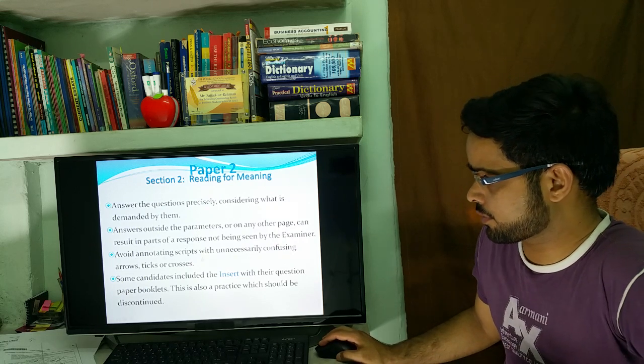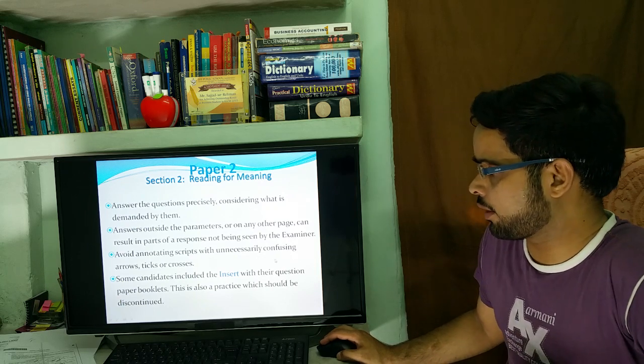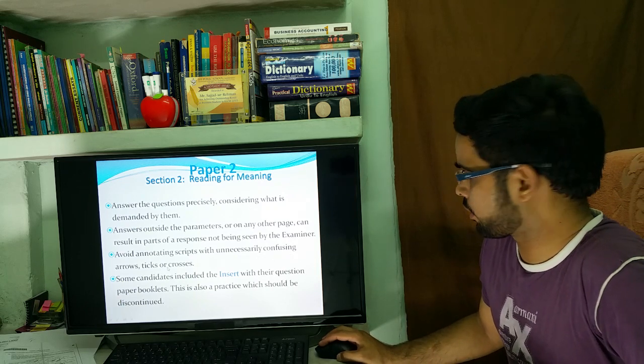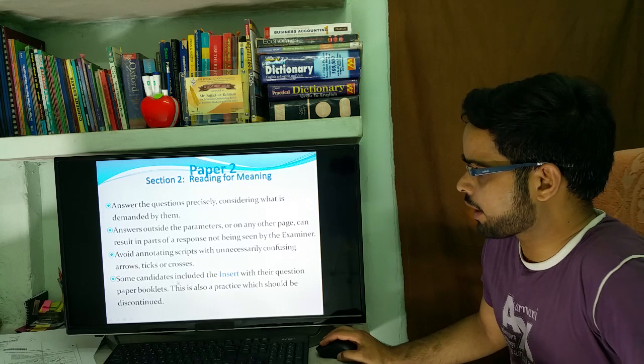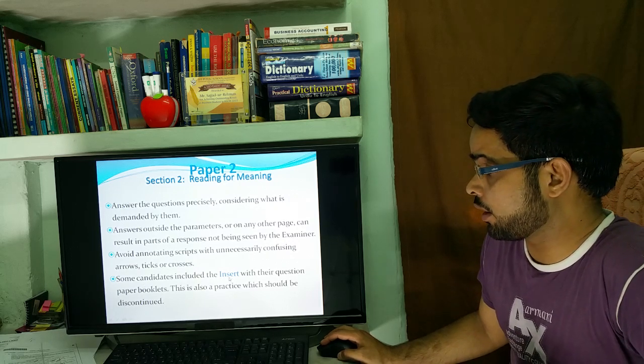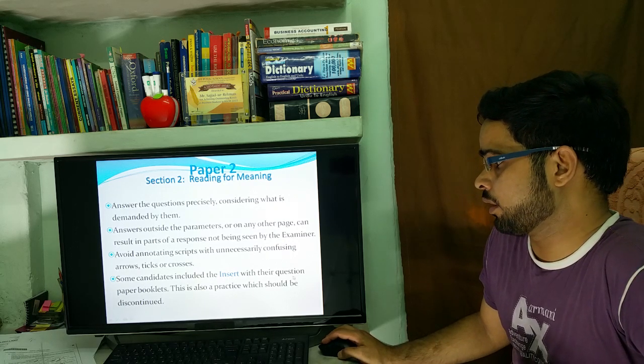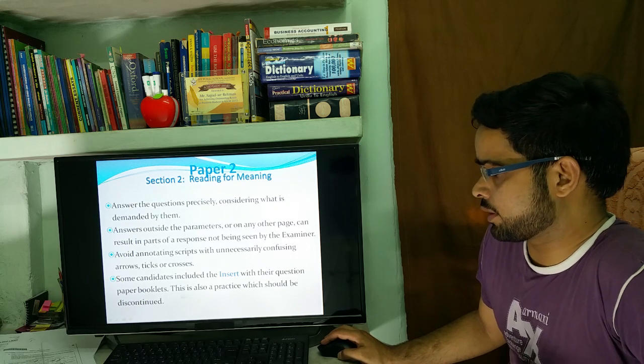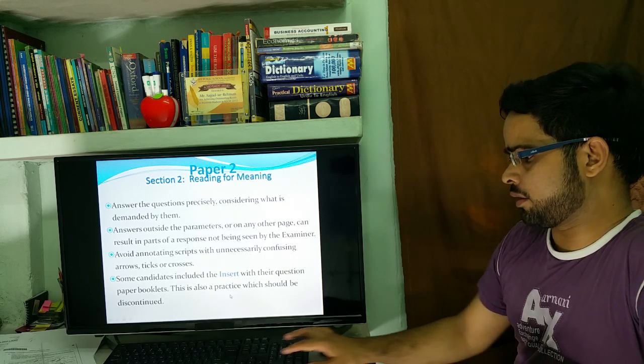Avoid annotating scripts with unnecessarily confusing arrows, ticks, or crosses. Some candidates include the insert with their question paper booklets. This is also a practice which should be discontinued.